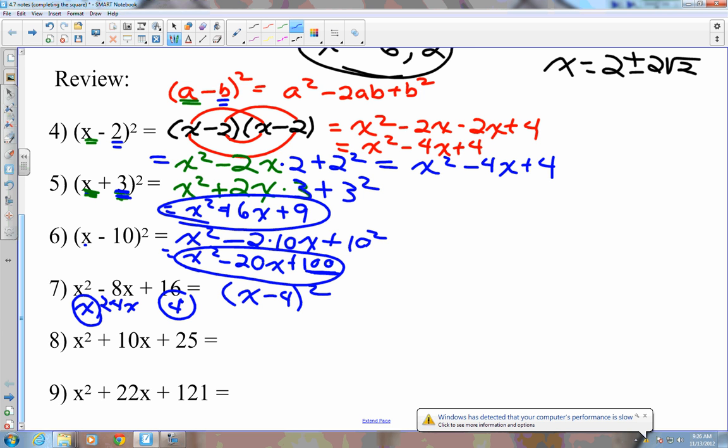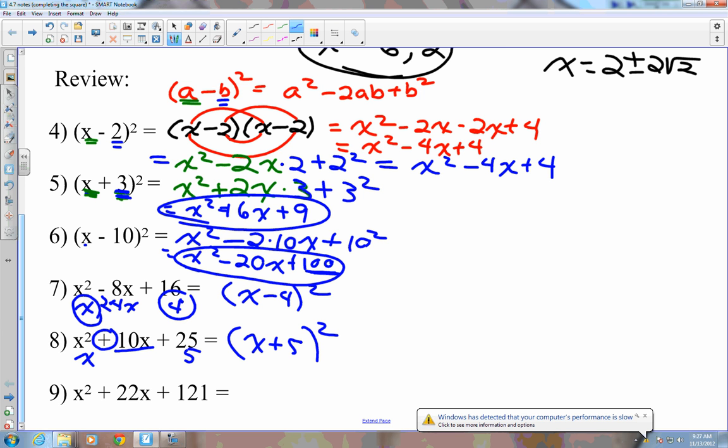Let's look at the next one. 25. What's the square root of 25? 5. What's the square root of x squared? Okay, 5 times x times 2, does that equal 10x? 5 times 2 is 10. So this is a perfect square trinomial. So you look at this, I have x, look here for my sign, x plus 5 squared. Does that look like something you can do?